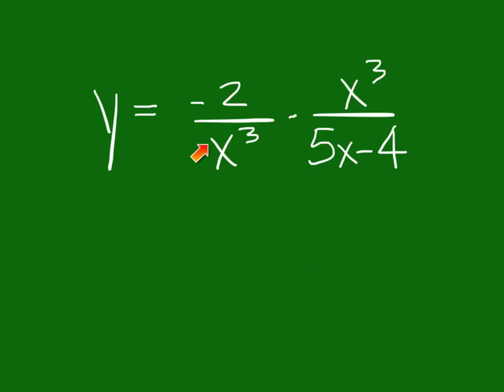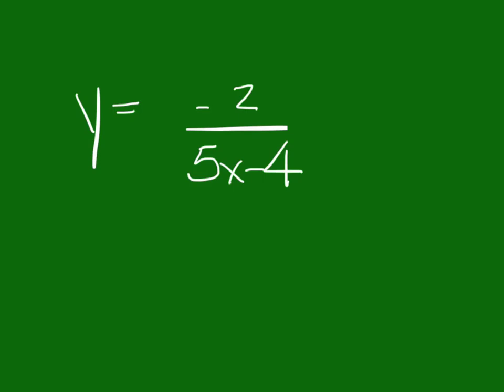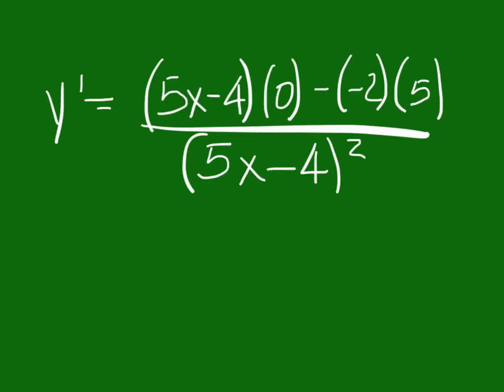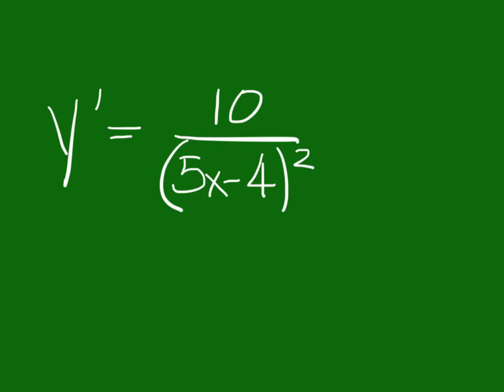These cancel out, and you're left with negative 2 over 5x minus 4. To find a derivative for that, the bottom stays the same times the derivative of the top, which was 0. And then the top stays the same, negative 2, times the derivative of the bottom, and then square the bottom. Comes out to be 10 over the quantity squared of 5x minus 4.